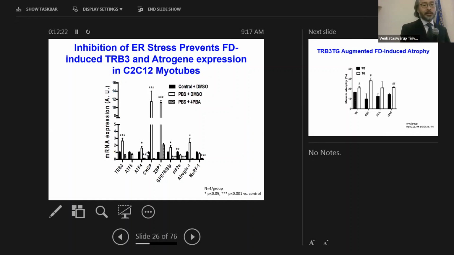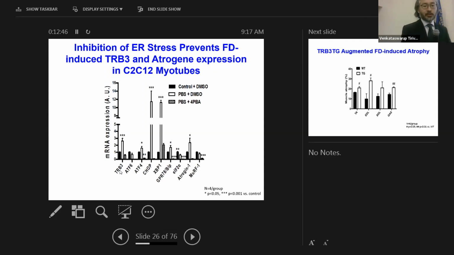So this is a very easy and simple experiment. We isolated myotubes and incubated them with media or PBS. This is a very traditional way that we can mimic fasting in cultured cell lines. We also incubated them plus or minus 4-PBA, which is known as an ER stress inhibitor.